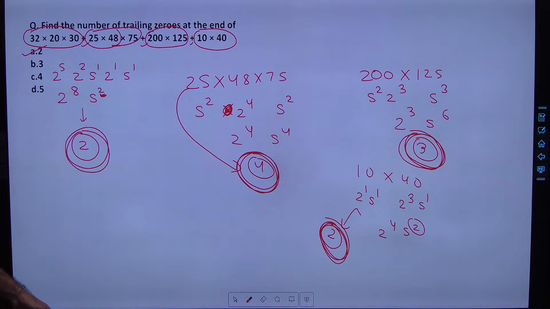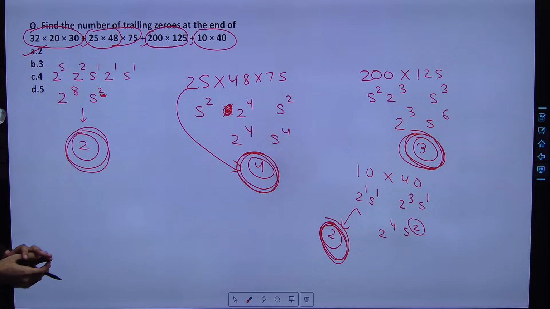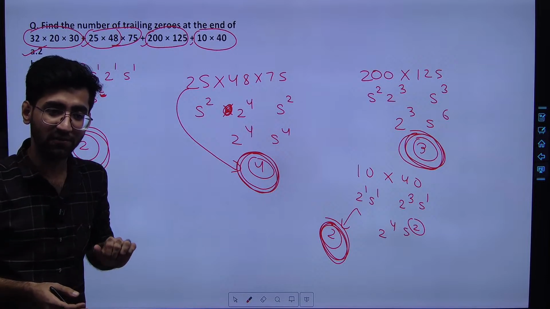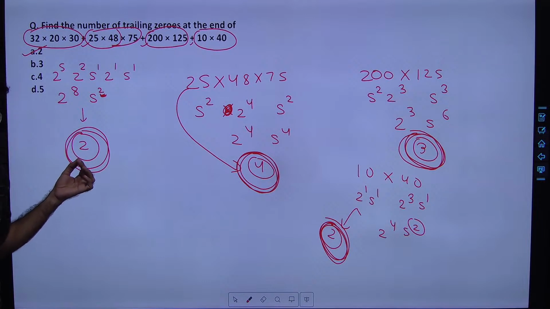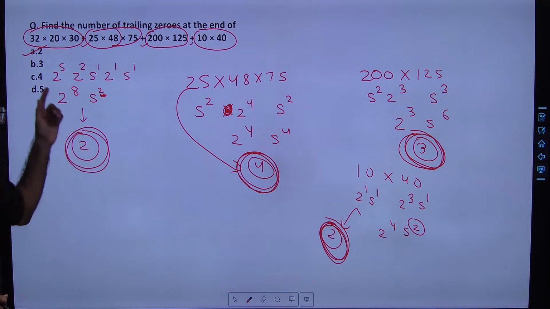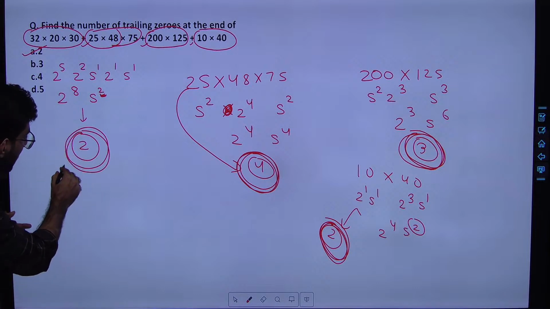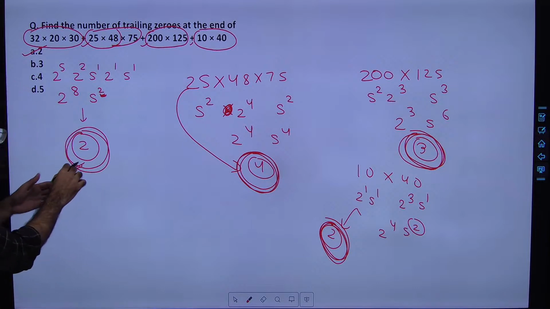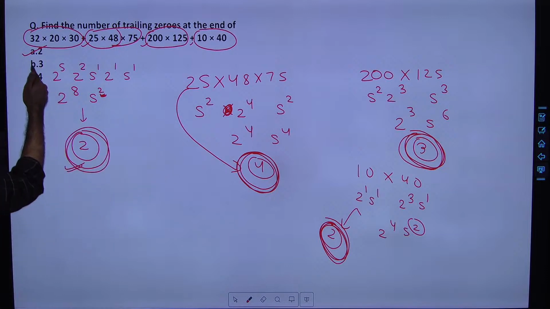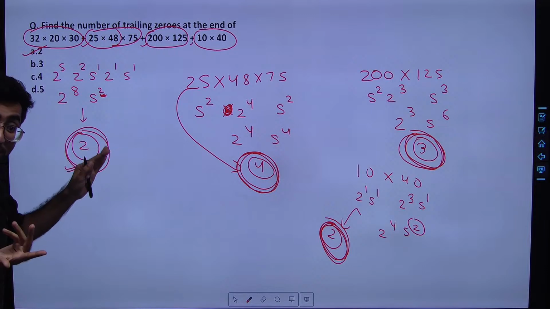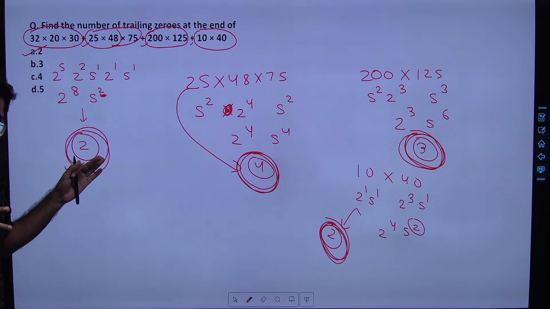But I will suggest you one thing. Suppose you calculated for the first part and you found that the number of trailing zeros is 2. Let us look at the options. Options are 2, 3, 4, 5. Already we have got 2. If there is any count less than 2, there should be one option that says 1. But 1 is not there. Are you able to get this point?